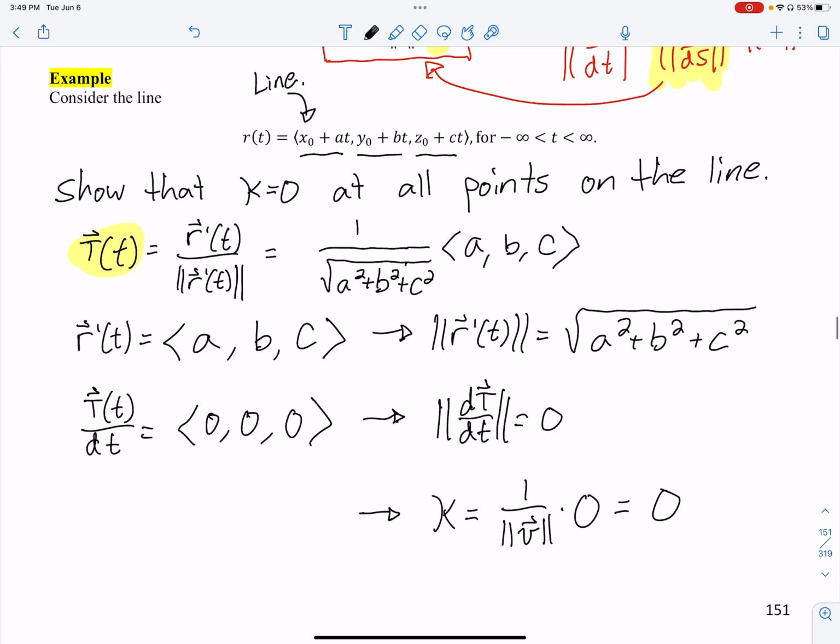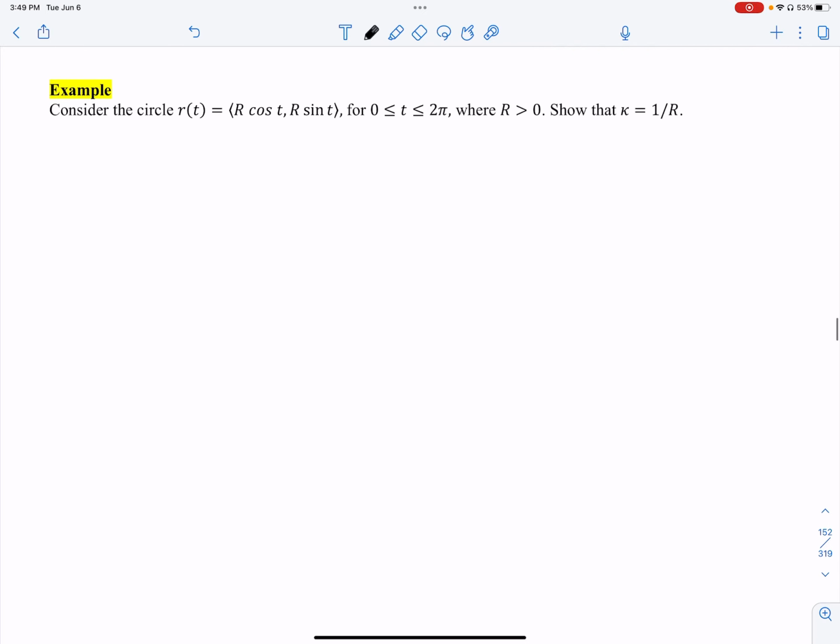All right, let's take a look at our next one. We did a line. Let's look at a circle now. We've been dealing with a lot of circles lately. That capital R is our radius of the circle. Cosine is my x-coordinate, sine is my y-coordinate. Those together give me that circle with radius R. If I do t from 0 to 2 pi, where capital R is greater than 0, that makes sense because it is the radius. They want us to show that kappa equals 1 over R.